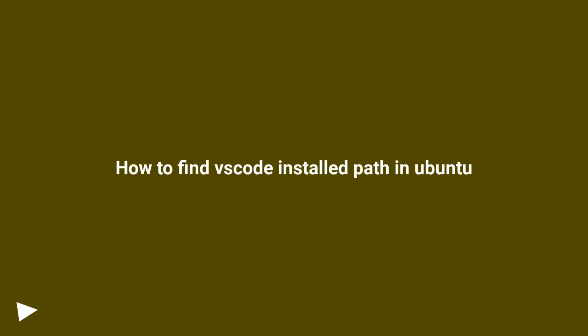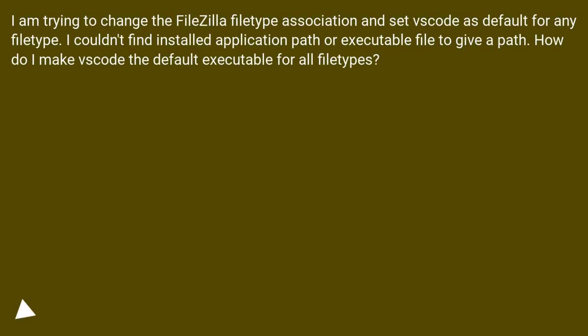How to find the VS Code installed path in Ubuntu. I am trying to change the FileZilla filetype association and set VS Code as the default for any file type. I couldn't find the installed application path or executable file to give a path. How do I make VS Code the default executable for all file types?